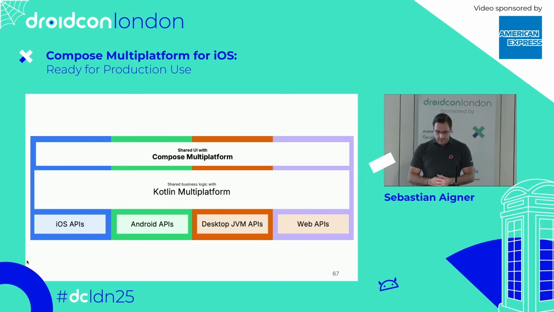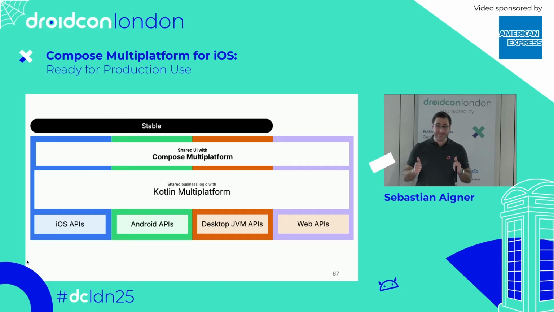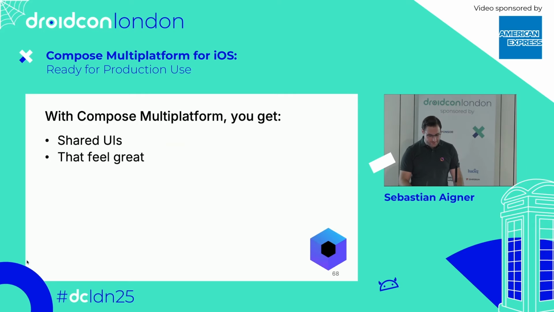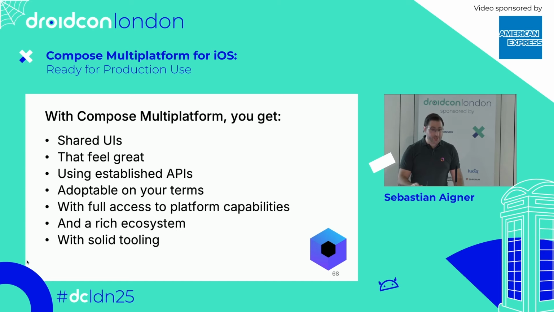So yeah, with Compose Multiplatform, you get 3 targets that are already stable, where you can do all of these kinds of things that I just showed you, and you get 1 target that's already in beta and rapidly approaching stability as well. So you get shared UIs that feel great using the established APIs, adoptable on your own terms, with full access to your platform capabilities and a rich ecosystem that also provides you with solid tooling.